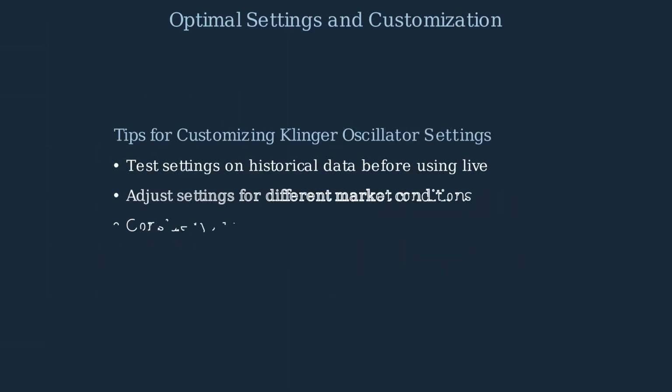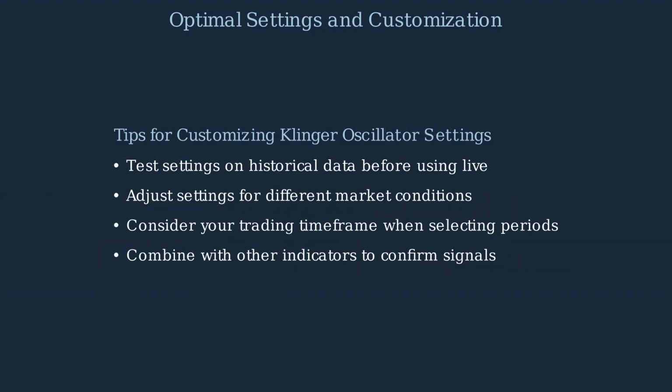When customizing your Klinger oscillator, always test your settings on historical data first. Adjust for different market conditions, and consider combining with complementary indicators for confirmation. Finding the optimal settings for your trading style may require experimentation, but the flexibility of the Klinger oscillator makes it adaptable to various market conditions and trading objectives.